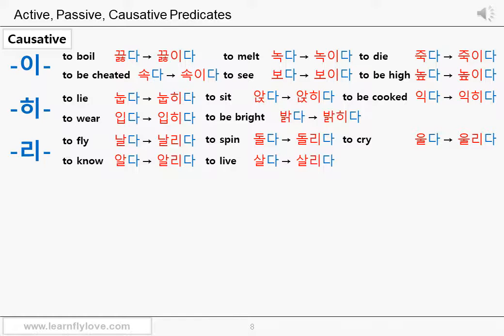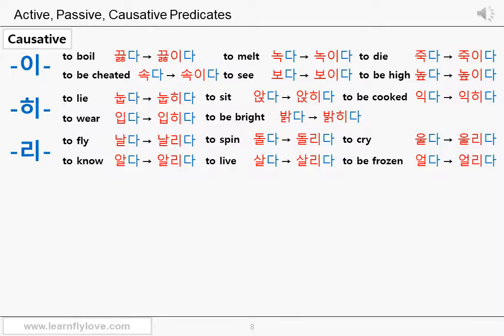When you say you live, you use 살다. But when you want to say you save someone's life, you use 살리다. You make him or her live again. That is why you use this causative form of the verb 살리다 to say that you save someone's life.